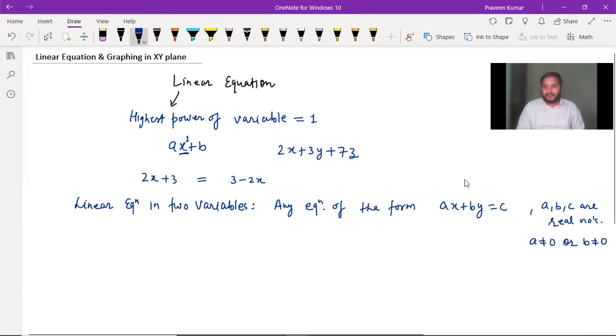Now there is a question, what happens if a is equal to 0 as well as b is equal to 0? Means both the arbitrary constants associated with x and y will become 0. It will become 0x plus 0y is equal to c, which is nothing but 0 is equal to c.